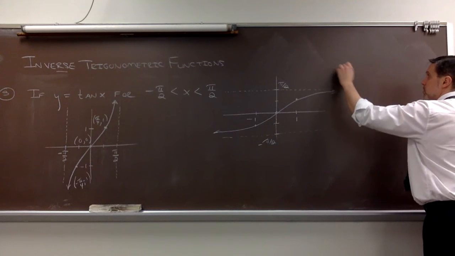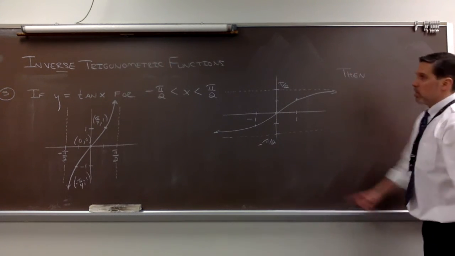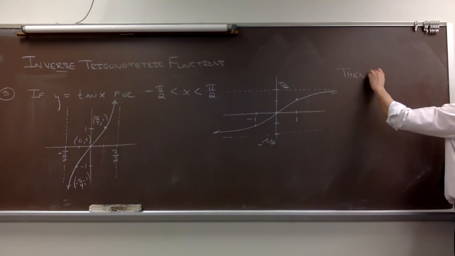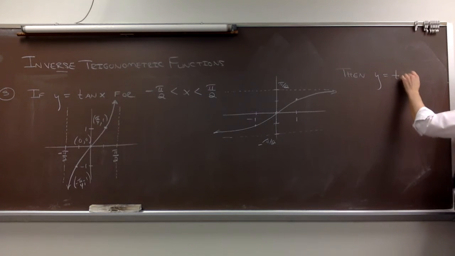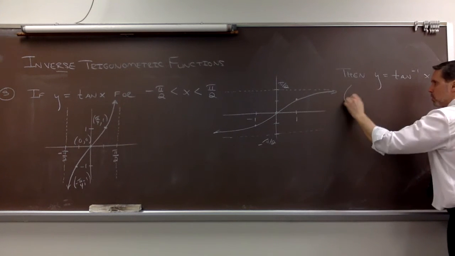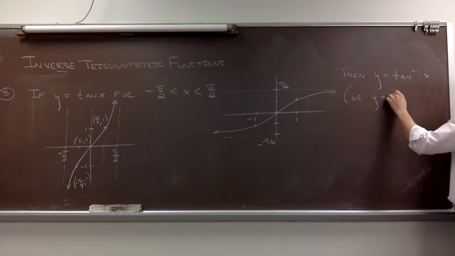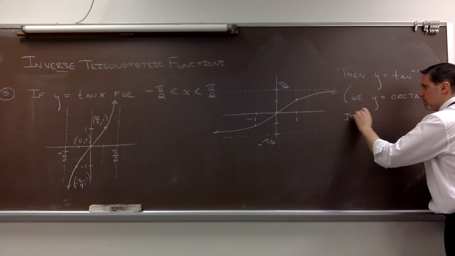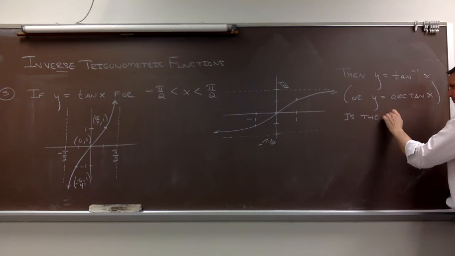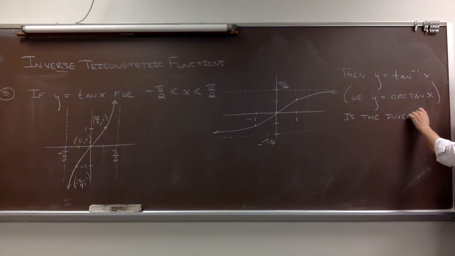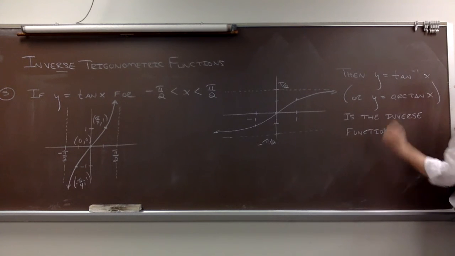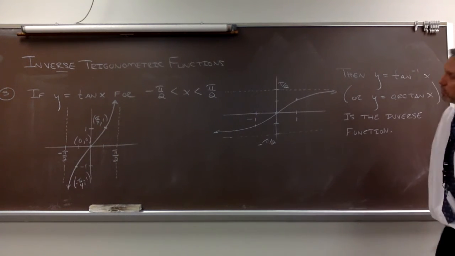So, details. Assuming I said everything, y equals tangent of x for that. Then y equals tan inverse of x, or y equals arctan of x, the old notation, is the inverse function. Just realized I didn't do domain and range here. So here we go.